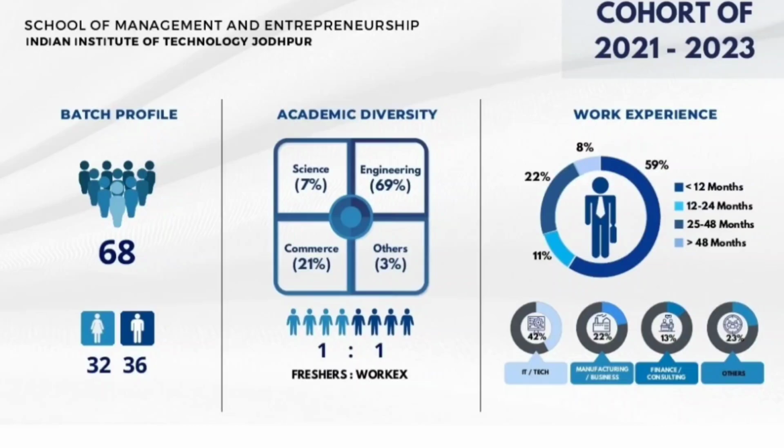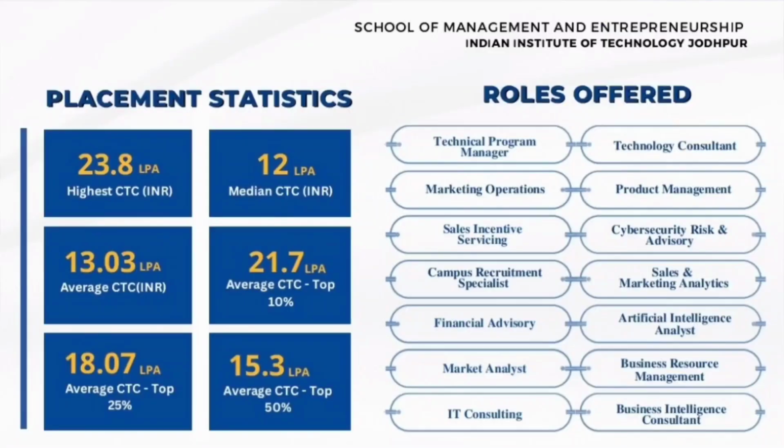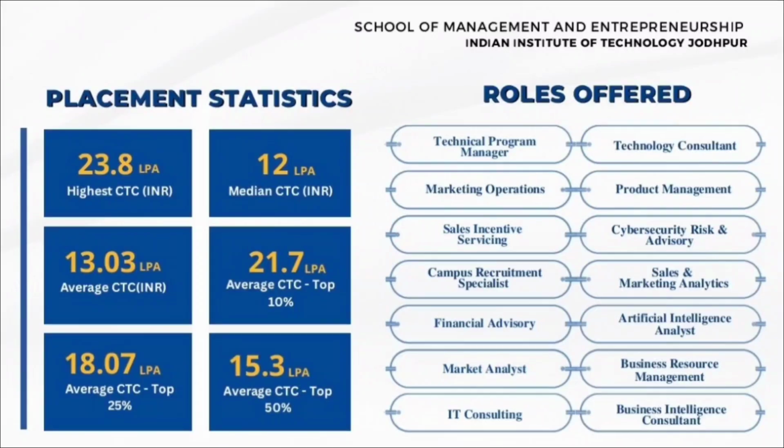Then if we consider the overall placements for IIT Jodhpur, the highest CTC offered with this college is nearly up to 23.8 lakhs per annum. The average salary package is nearly 13.03 lakhs per annum. The average CTC of the top 25% candidates is nearly 18.07 lakhs per annum. The median CTC offered is nearly 12 lakhs per annum. The top 10% candidates have an average salary package of 21.7 lakhs per annum, and the top 50% candidates have an average salary package of 15.3 lakhs per annum.